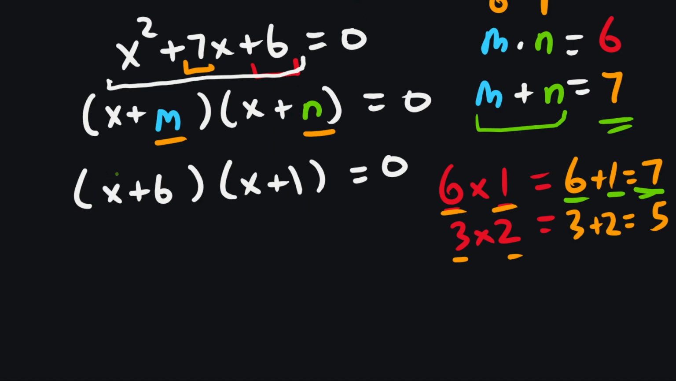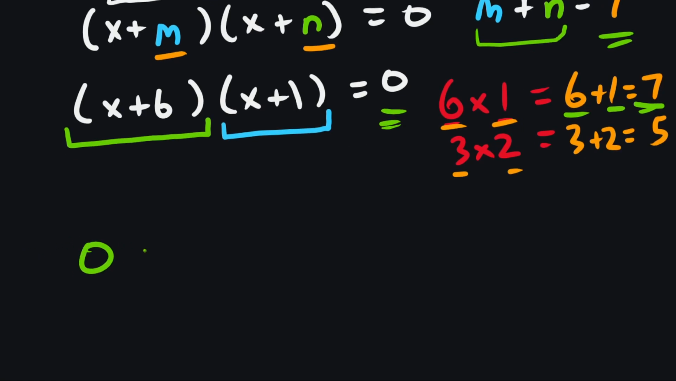We are multiplying two terms. We are multiplying this green that I have underlined times this blue that I have underlined. And when you multiply them, it gives you 0. And that's very important. So remember, 0 times any number will give you 0.